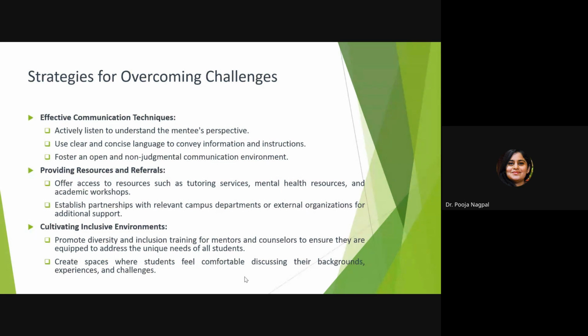and provide your students that lab facility. So, cultivating inclusive environments: promote diversity and inclusion training for mentors and counselors to ensure they are equipped to address the unique needs of all students. Basically, sometimes even after training, you need to get experience. When you are dealing with your mentees and your students, you will get experience, and with that experience you will know how to cultivate inclusive environments.